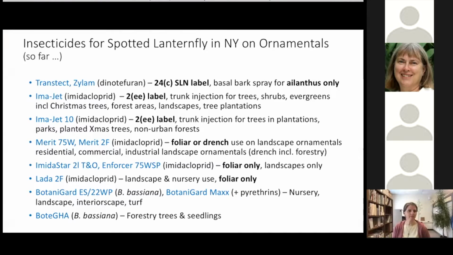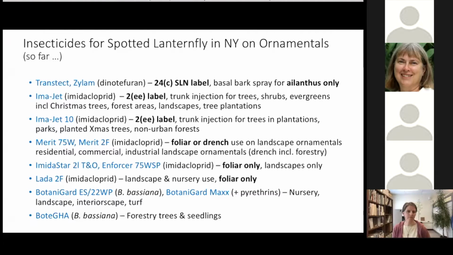We do have a number of insecticides that you can use even now for lanternfly. Some of these are available under a so-called special local need or 24C label. These are Transtect and Xylam that contain the active ingredient dinotefuran. These are for Ailanthus or tree of heaven only, and I'll talk in a moment how that's used. There are other materials listed here.